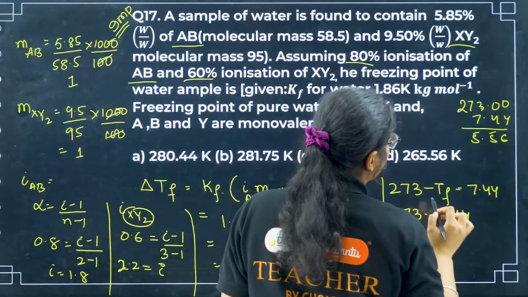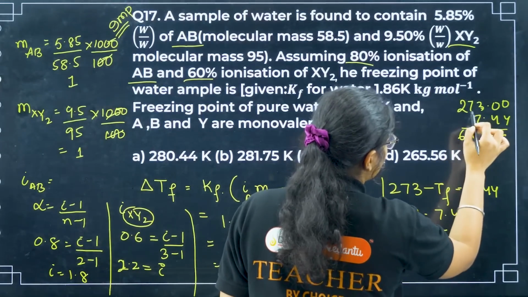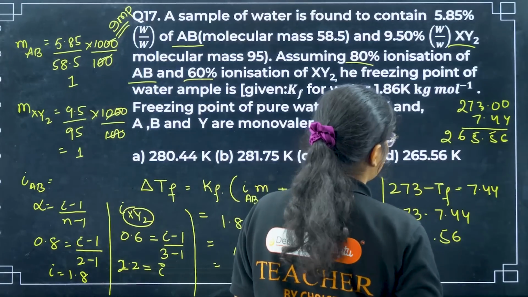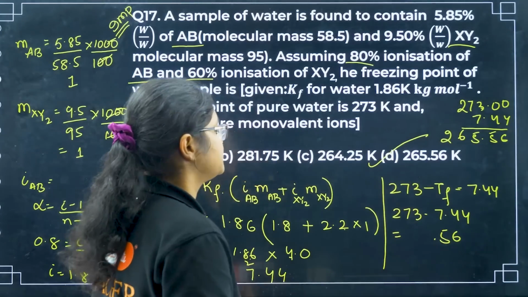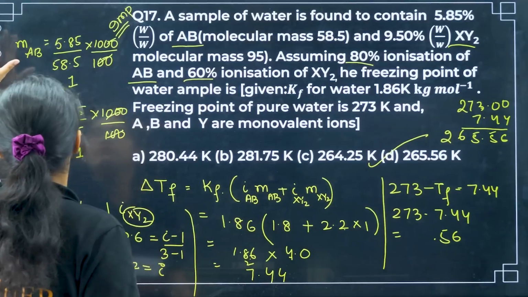Okay, and I have 6 here and 265.56. So you can see the correct answer for this question will be option number D. Now moving to next question.